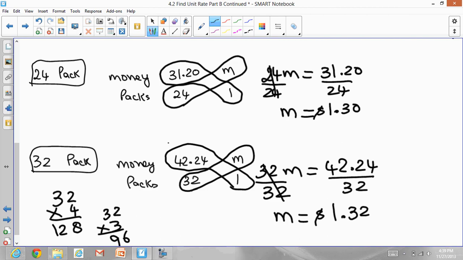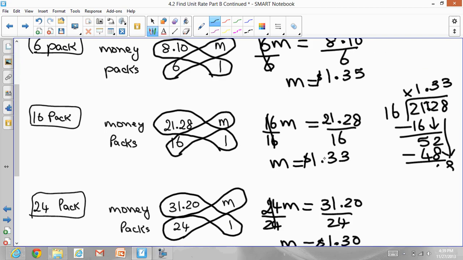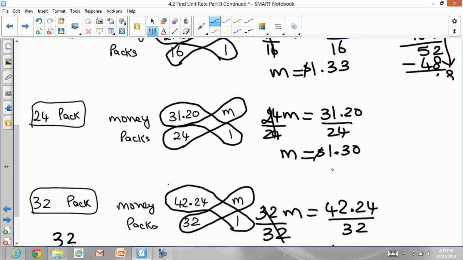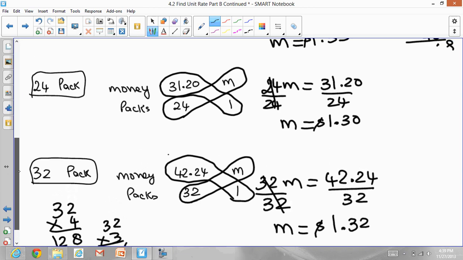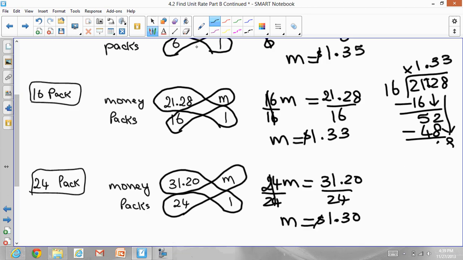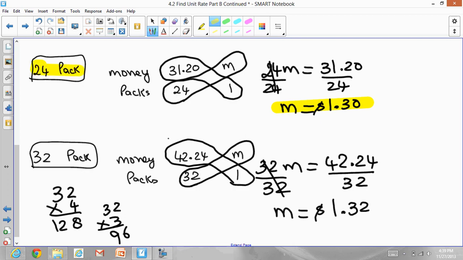So the question is asking you, which type of bundle costs the least per roll? If you buy a 6-pack, it's going to cost you $1.35 for one. 16-pack, $1.33 for one. 24-pack, $1.30 for one. And 32-pack, $1.32 for one. So out of these four, $1.30 is the cheapest one. This is the least expensive because the others are 35 cents, 33 cents, and 32 cents. So if you buy the 24-pack, that will be the least expensive. So that costs the least.